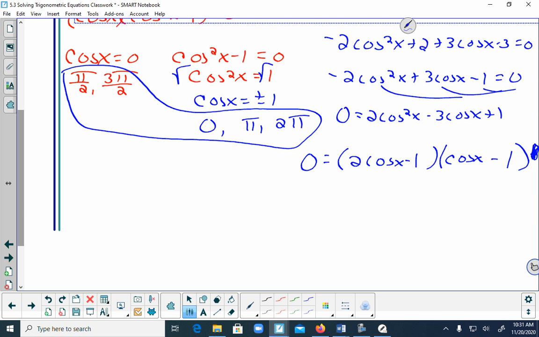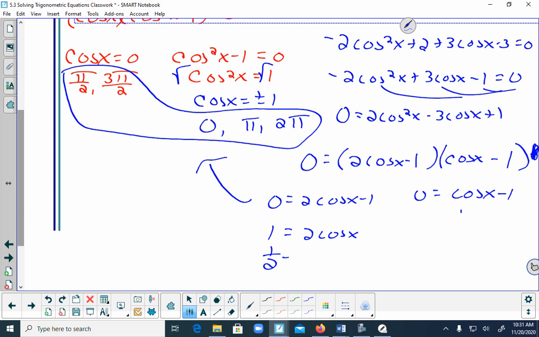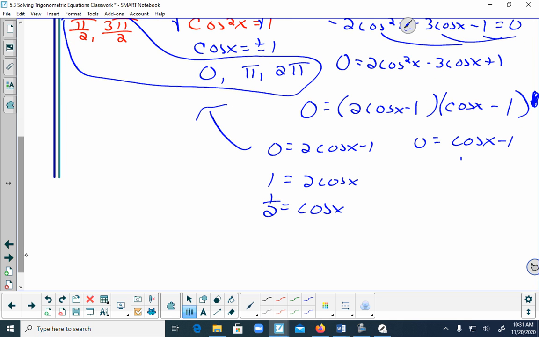My bad. So now using the zero product property, I'm going to have 0 is equal to 2 cosine x minus 1, and 0 is equal to cosine x minus 1. Here, I think this is the same work as up here, is it not? Yeah, cosine x minus 1 is equal to 0. All right, I'll do it: 2 cosine x equals 1, so 1/2. Oh, my bad. I was wrong. It's not. So cosine of x is equal to 1/2.